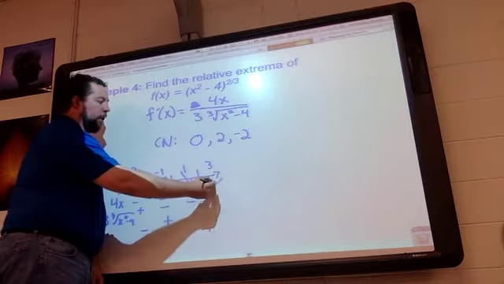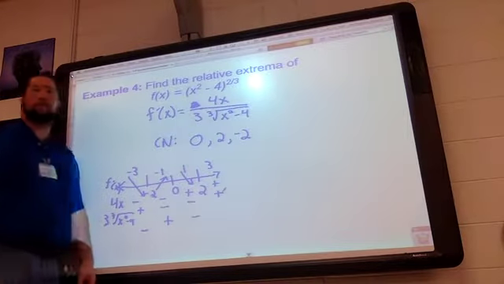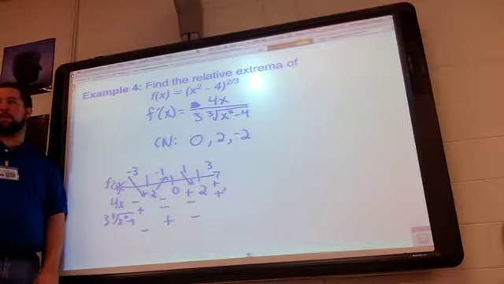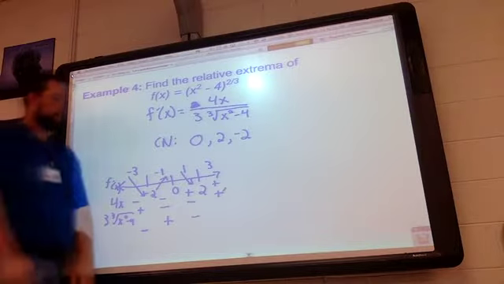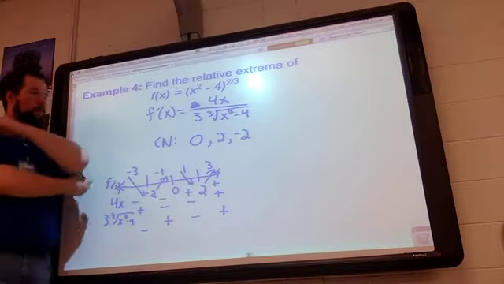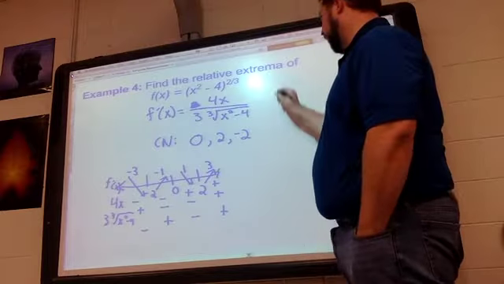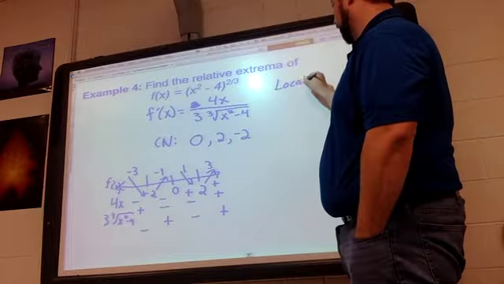And then what happens at, say, 3? We get positive on top and positive on the bottom, because 3 squared is 9, minus 4 is 5, which is positive. So it's going up. So there's 2 minimums and 1 max.